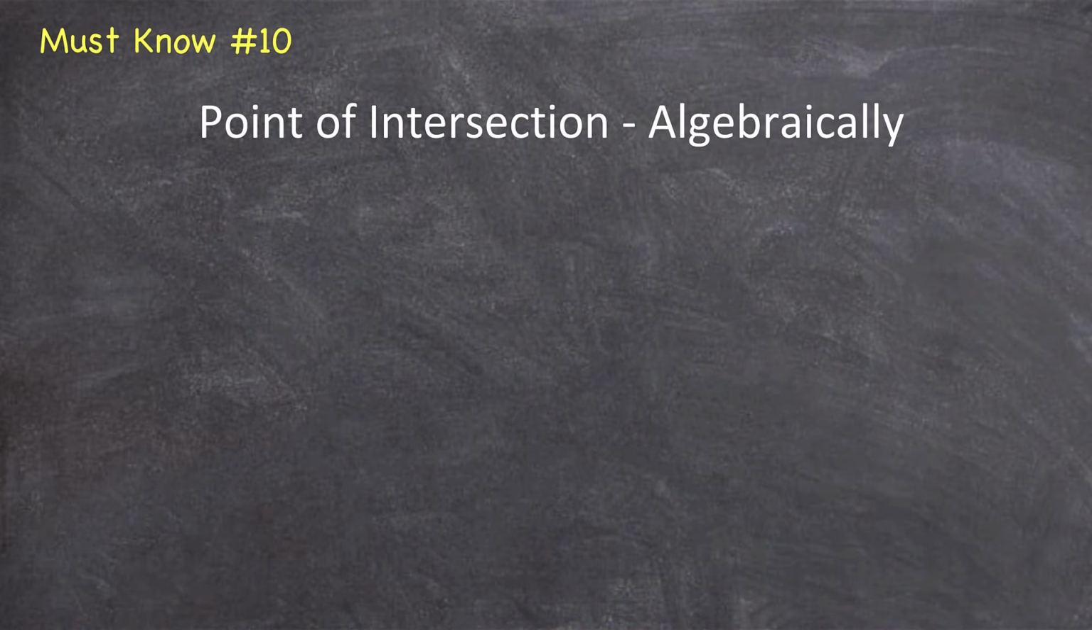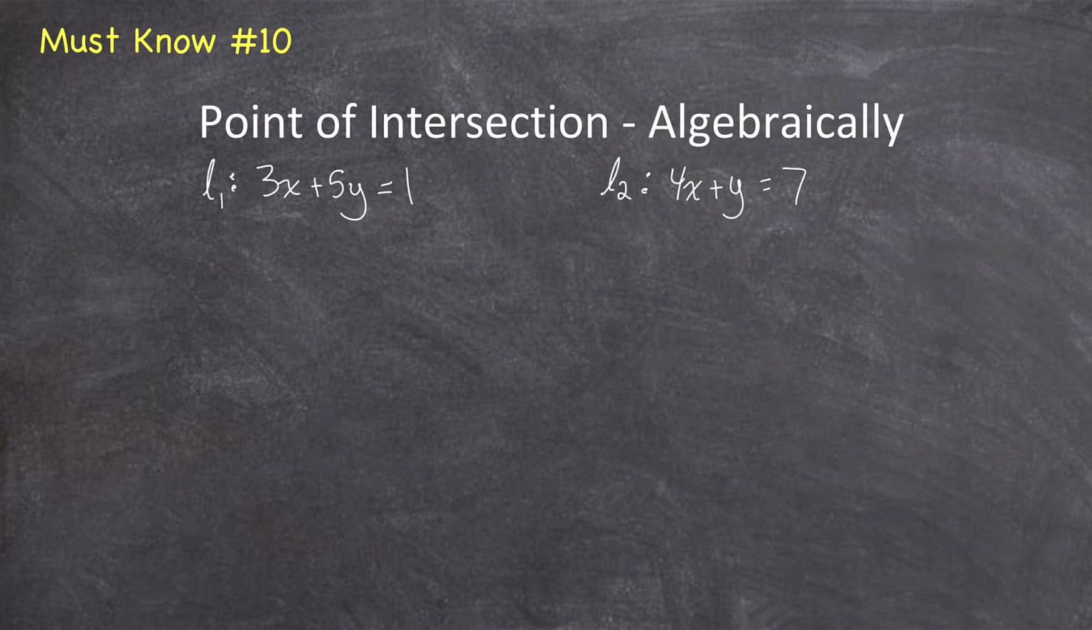Must know number 10, finding the point of intersection algebraically. Let me once again give you 2 linear equations. If you wanted to find the point of intersection of those linear relationships, you don't have to graph it. There's actually two methods you can use to find the point of intersection algebraically. The methods are called substitution and elimination.